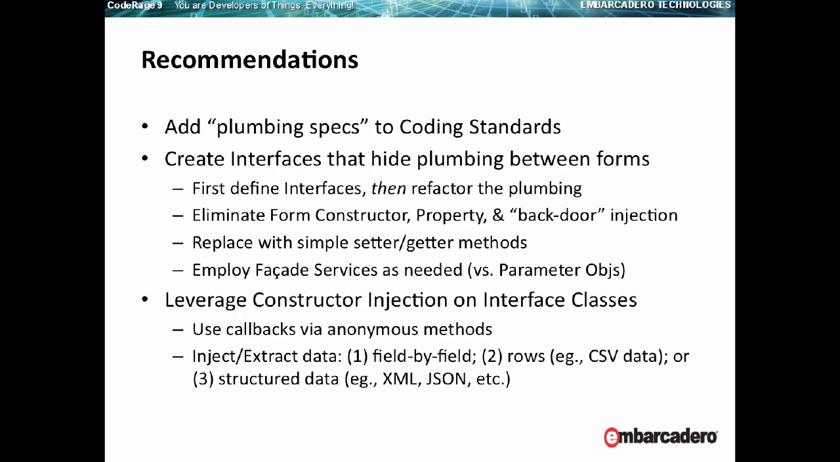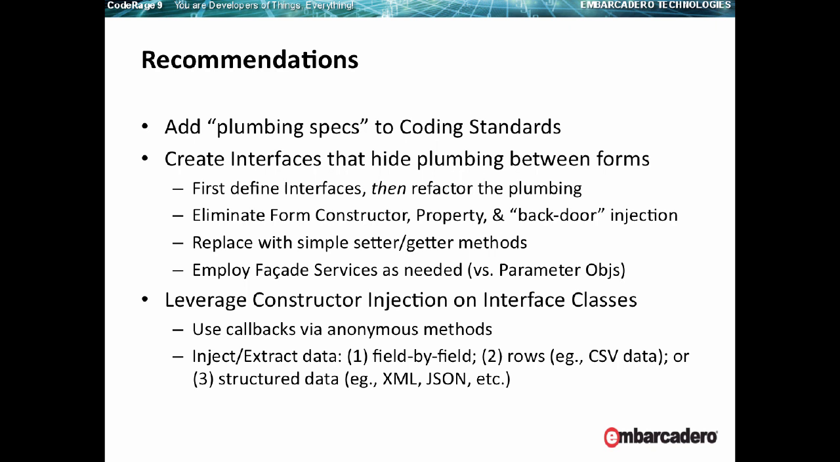So, how about some recommendations? Well, the first one would be add plumbing specs to coding standards. I've never ever seen them. It'd be really nice to see them, like somebody actually thought about it. Then create interfaces that hide plumbing between forms. So first define your interfaces, then refactor the plumbing. And what you want to do then is eliminate your form constructors, your properties, and your backdoor injection. And then you want to replace that with simple setter getter methods, like what I did above.